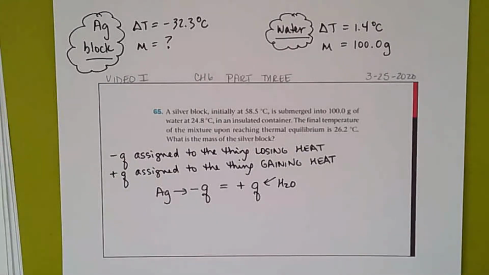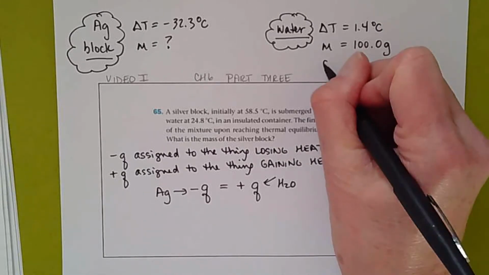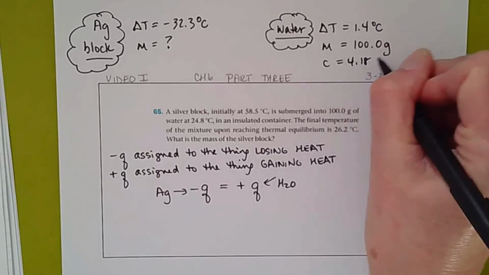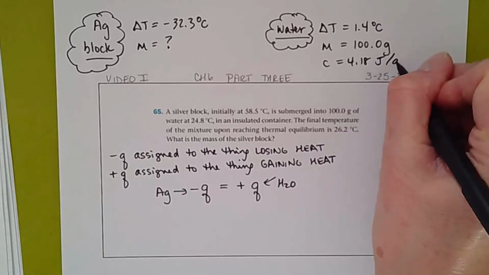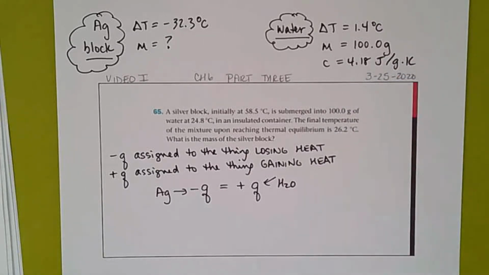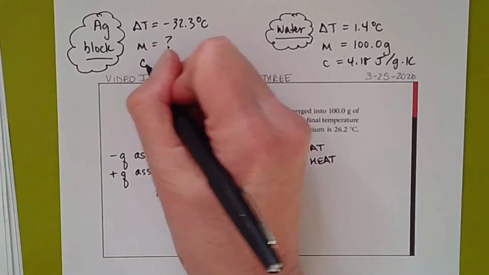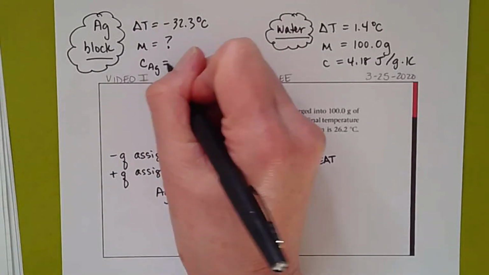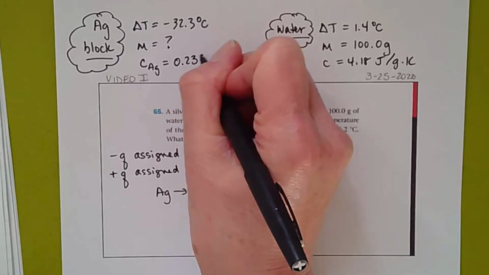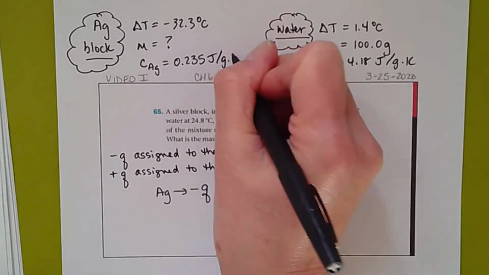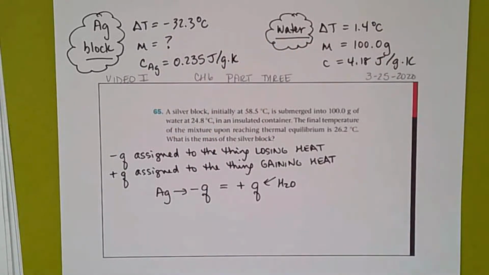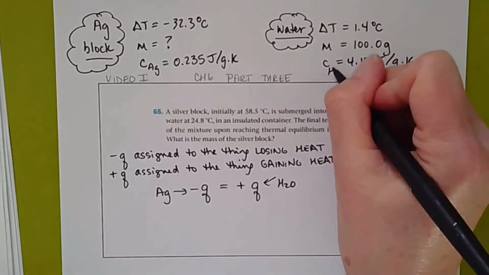So in this case, I've written down some information from the question. This is a classic calorimetry question where we have two substances at different temperatures, and we're going to throw them together. I'm just going to go ahead and write in the heat capacities for water and silver.